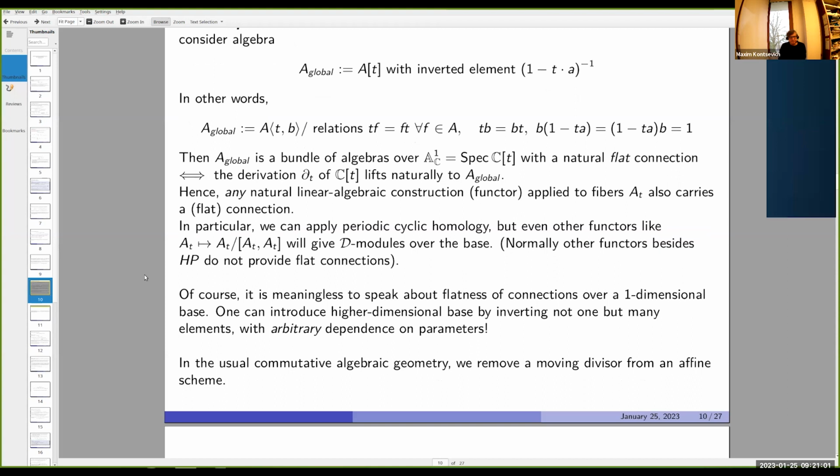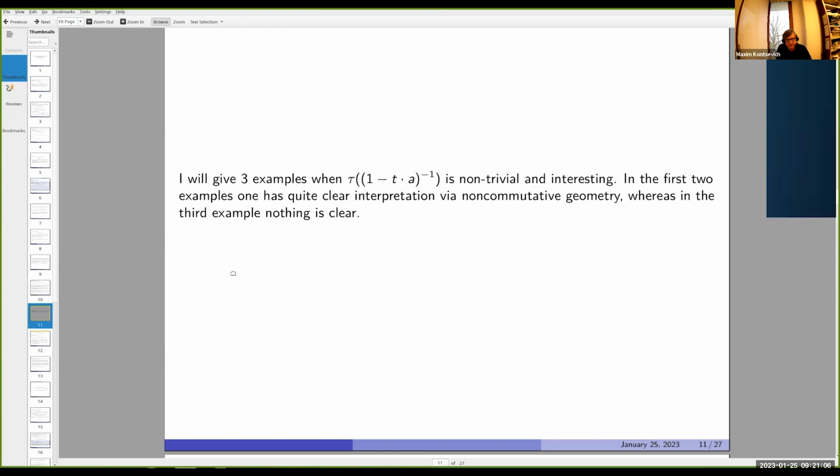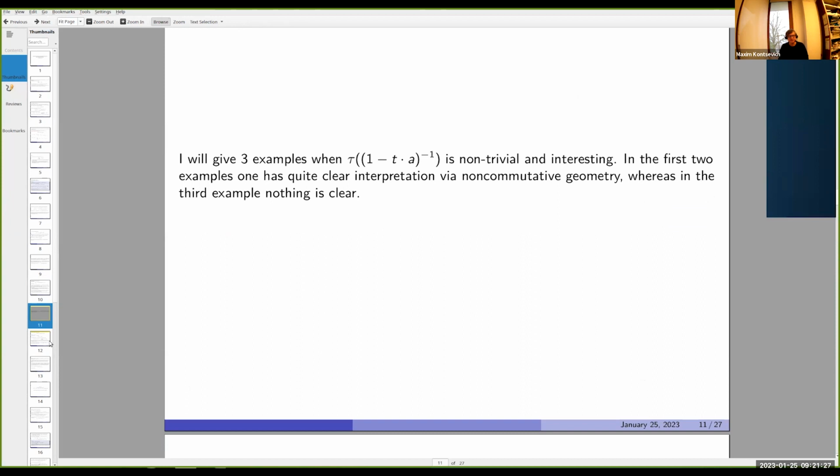So I'll give three examples. In these, the geometric series of traces is non-trivial and very interesting. In the first two examples, one has a very clear interpretation via non-commutative geometry, whereas in the third example, nothing is clear. I'm not sure that it's really related to non-commutative geometry, but you'll see some interesting questions in this third example.